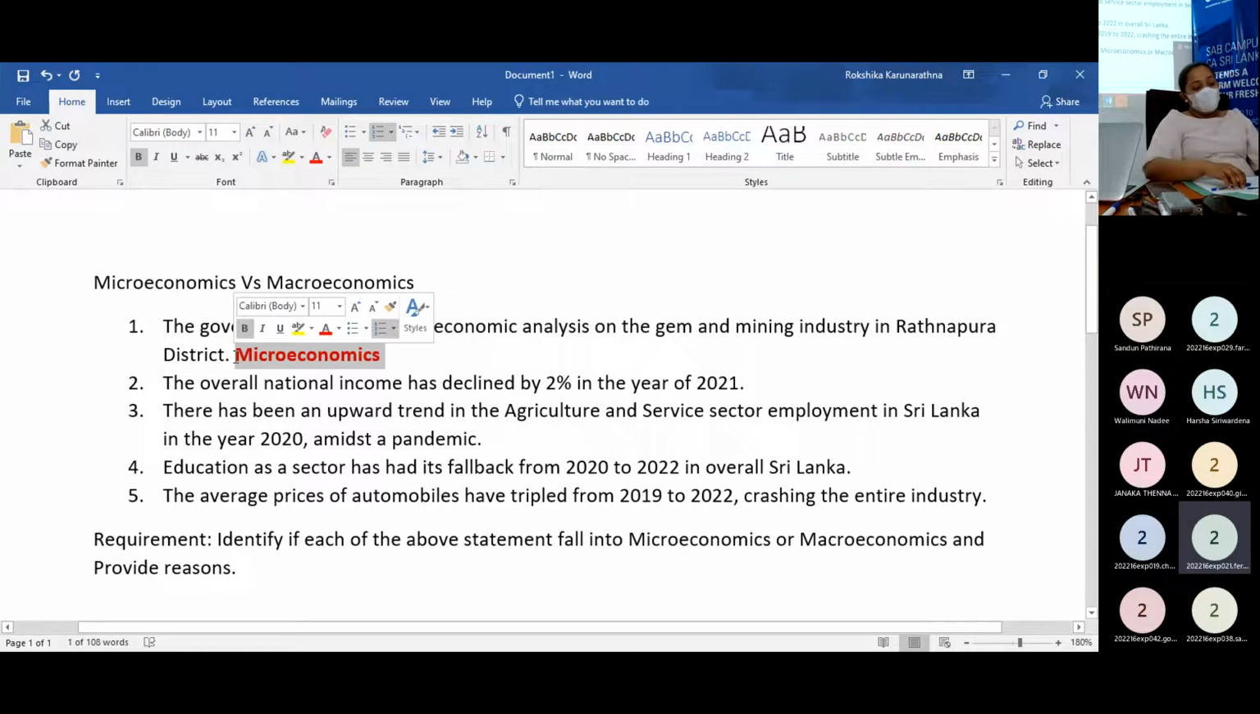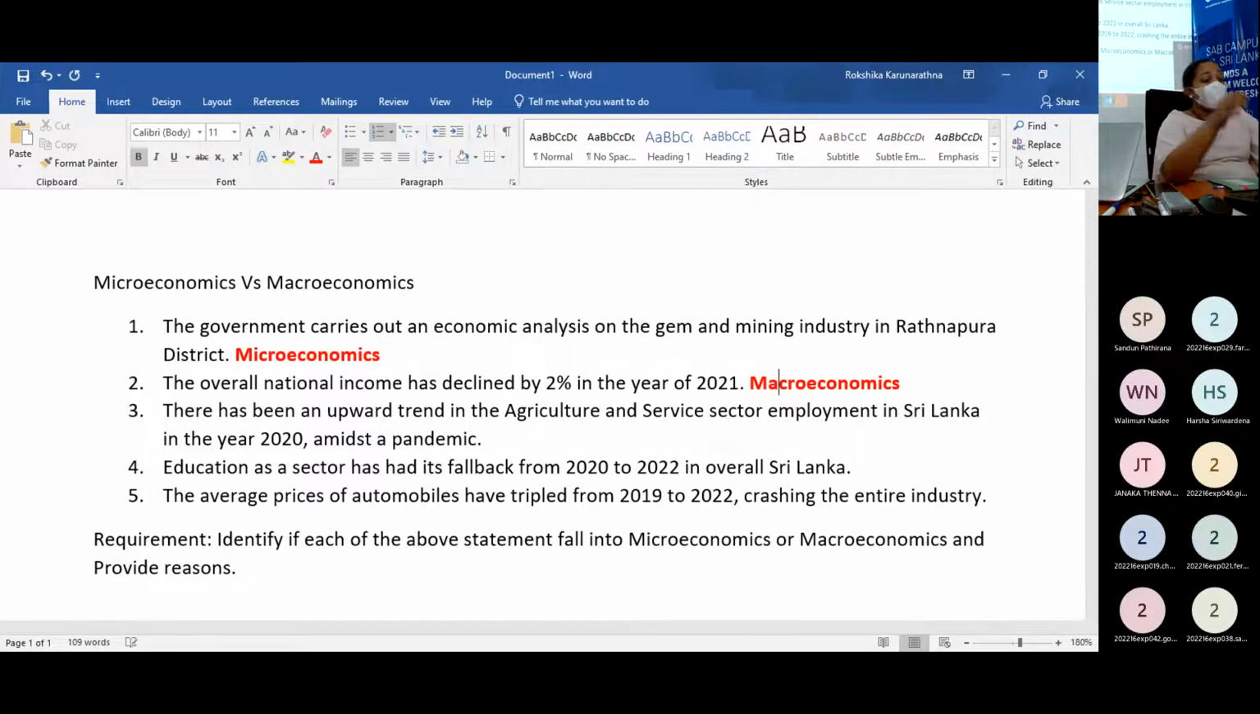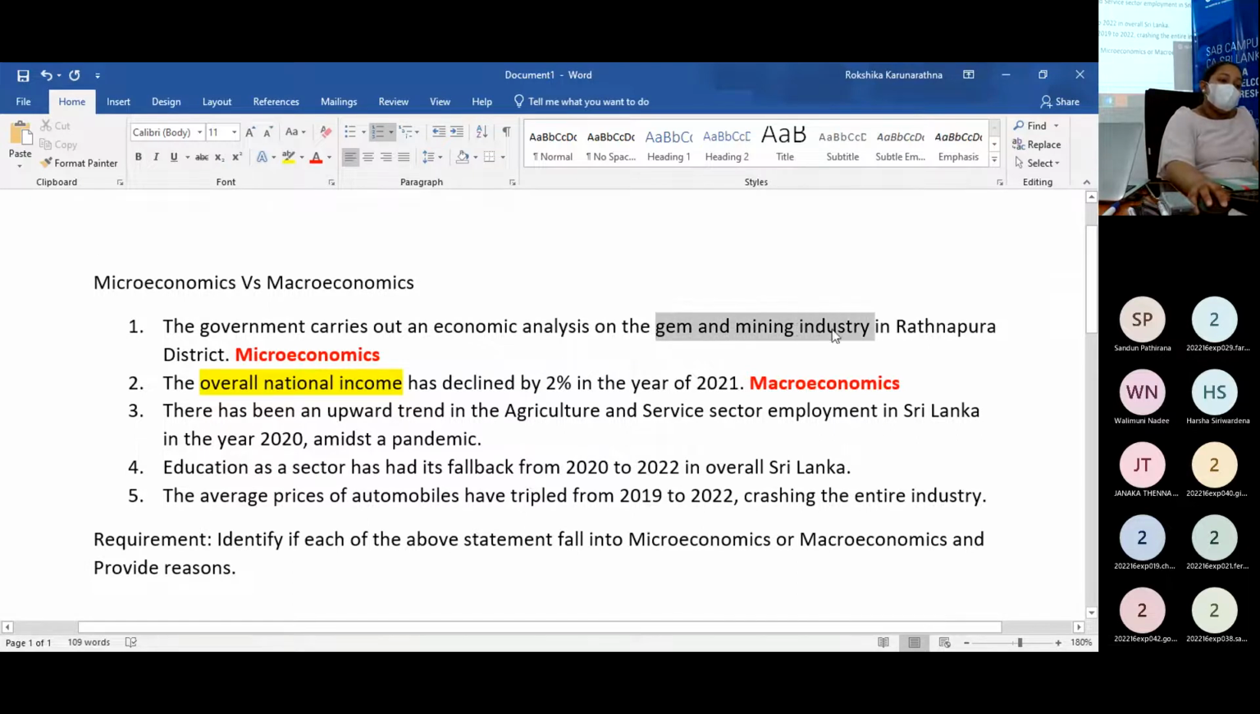It's covering a larger spectrum. Is it just covering a larger spectrum? You have to say it covers something aggregate. What is it? Overall national income. The key is in overall national income. Here the key is gem and mining industry and Ratnapura. Okay, thank you, Fernando.